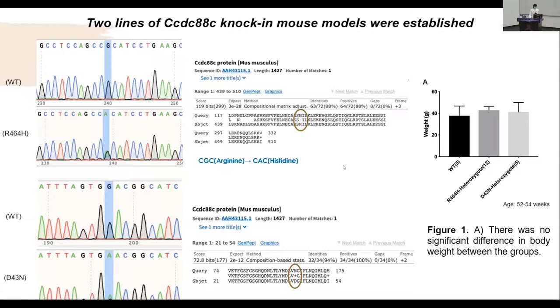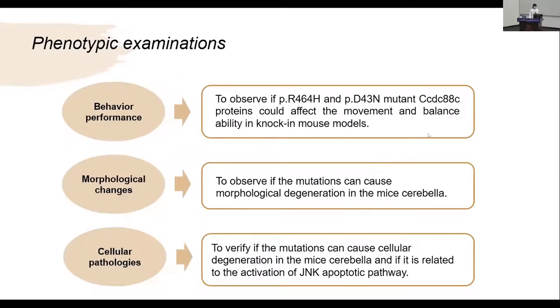We started the experiments when the mice were around 12 months old. The weight results show that there is no significant difference in body weight between the wild type and mutant groups. Phenotypic examinations include behavior performance, which observes if the mutations affect the mobility of the mutant mice. The morphological changes focus on degeneration in the cerebellum, and cellular histology focuses on cellular degeneration and GNK activation.